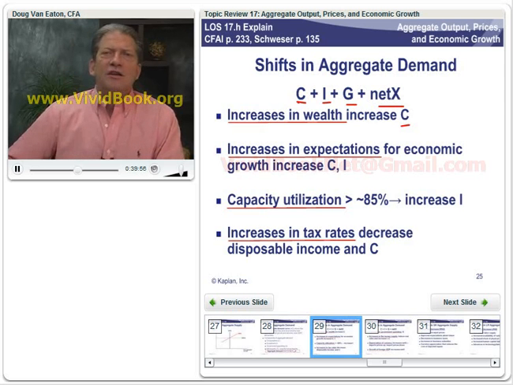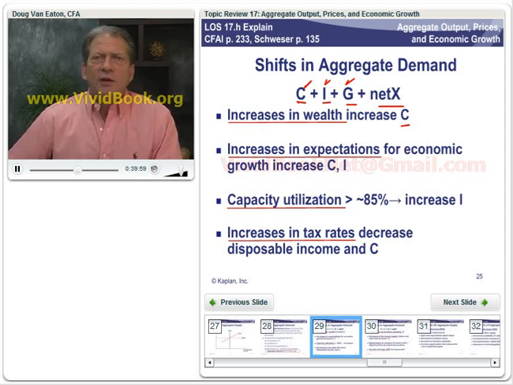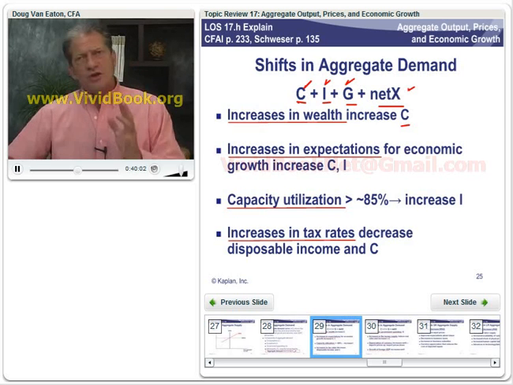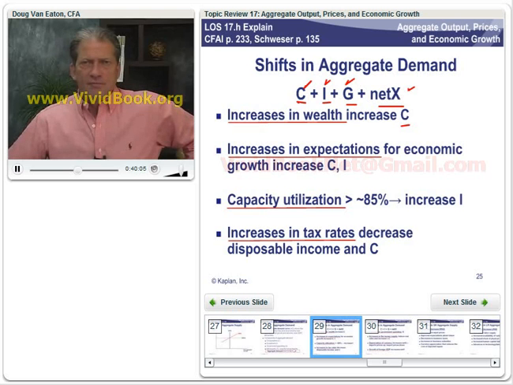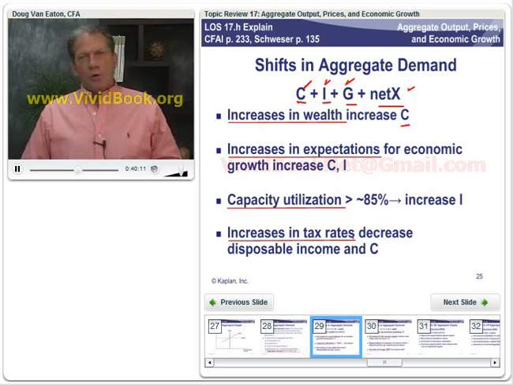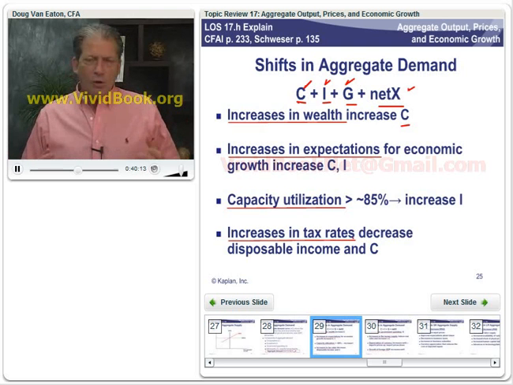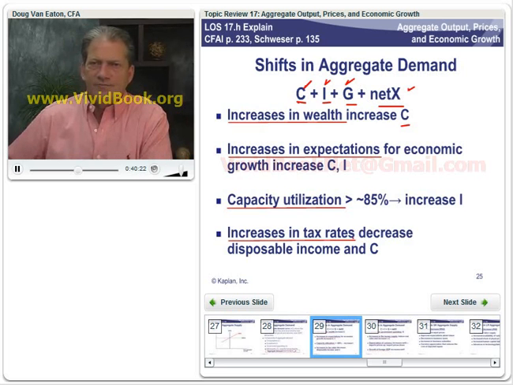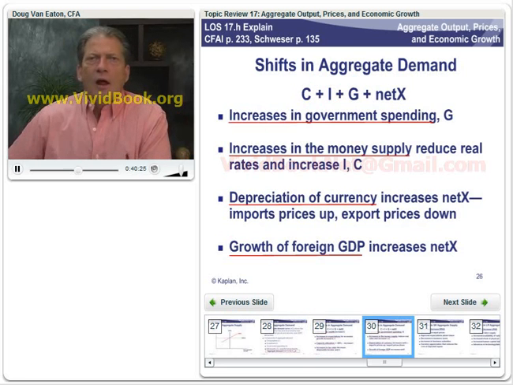Well, anything that increases or decreases C plus I plus G or affects net exports can shift this aggregate demand curve. What do increases in the tax rates do? Well, increases in the tax rates lower personal disposable income, lower spending. So a decrease in demand from increases in tax rate. Increases in government spending, well, that's very direct. If G goes up, aggregate demand goes up.